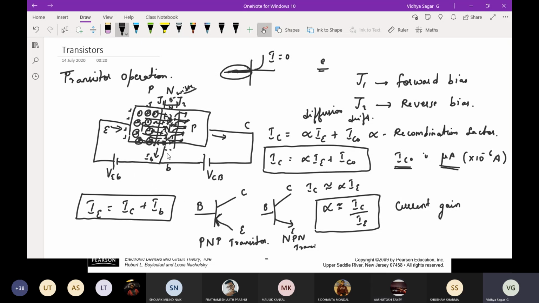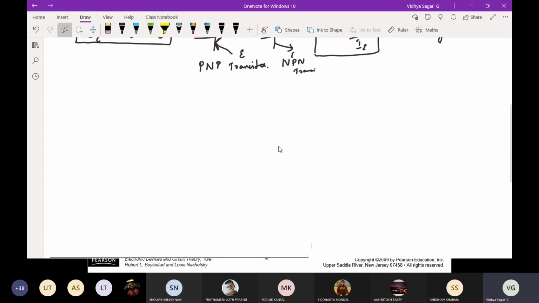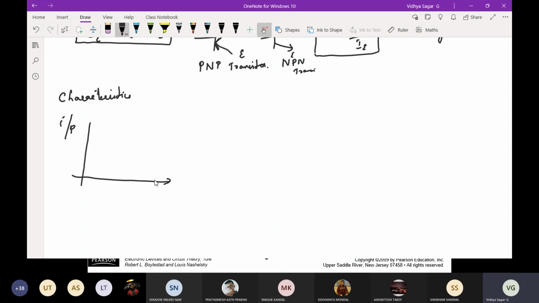One more thing you have to observe is, with respect to the base terminal only, I have defined the voltages and the flow of current. If IB is increasing, what happens to IE? We'll get to the characteristics so that you will understand clearly. So now getting into characteristics. I have two characteristics. One is input end, another one is output end. So input characteristics, as I have two junctions. Fine.